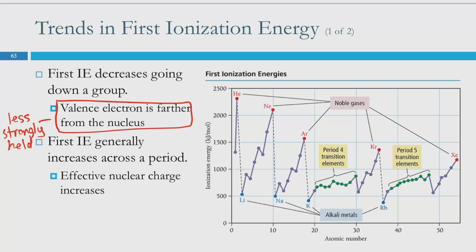And it also increases across a period. So left to right, our effective nuclear charge increases. So that's a stronger attractive force. So this is the opposite of atomic size for neutral species.